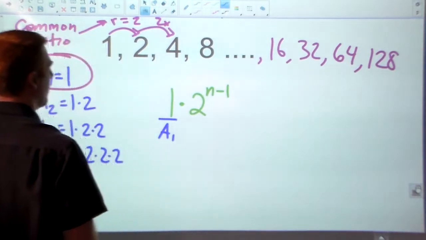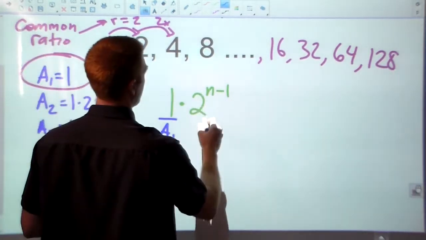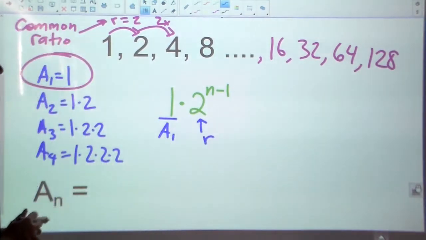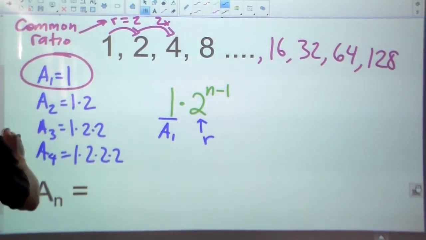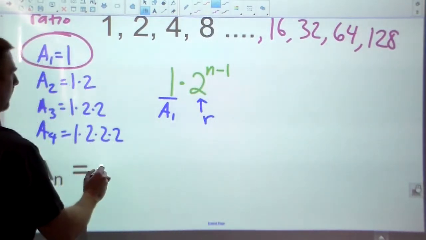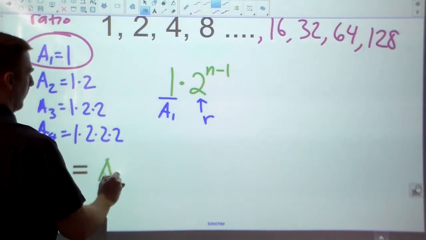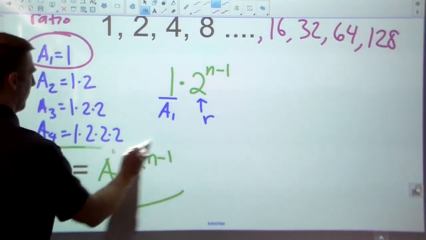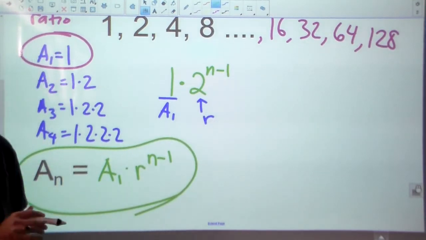So A1 is that 1 right there. This number 2, that is our R, the common ratio. And then n minus 1 is just going to stay there the same. So let's make this formal, finalize it. We've got A1, the first term, times R to the n minus 1. And that's your formal definition for a geometric sequence.